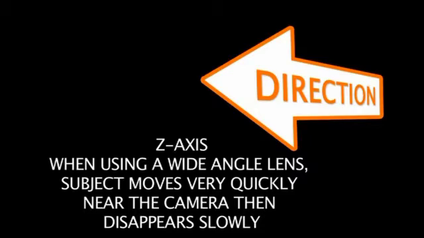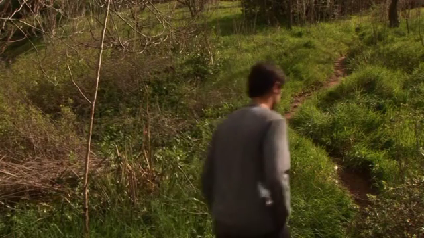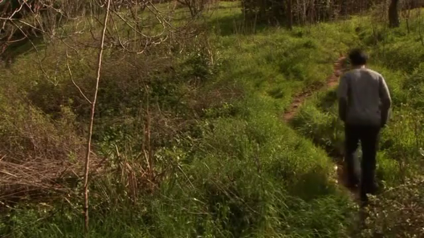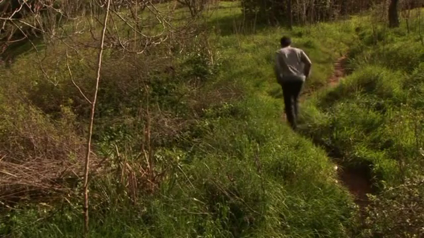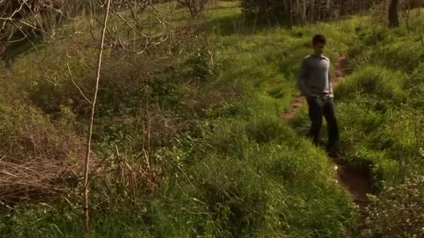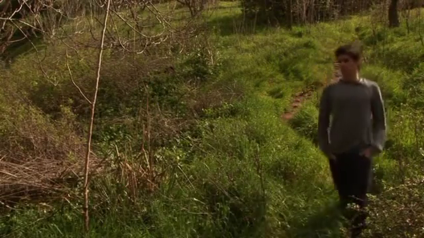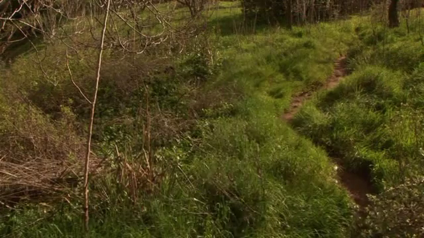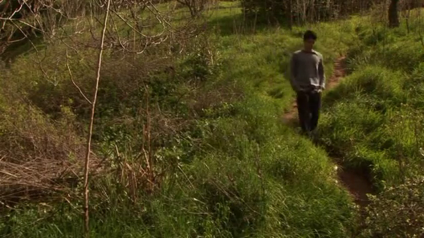Now, when you're using a wide-angle lens, the subject moves very quickly near the camera and then disappears slowly. So we're going to watch this shot coming up of our actor, and he's going to be walking near the camera really fast. But as soon as he gets away from the camera, it feels like it takes him forever to traverse any kind of distance. Let's watch him coming back down the mountain here. He comes in, it feels like it takes forever until he gets close to the camera, and then he moves really fast. Let's watch that one more time.